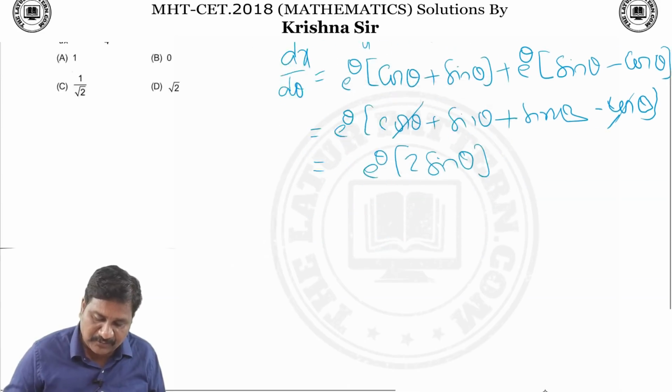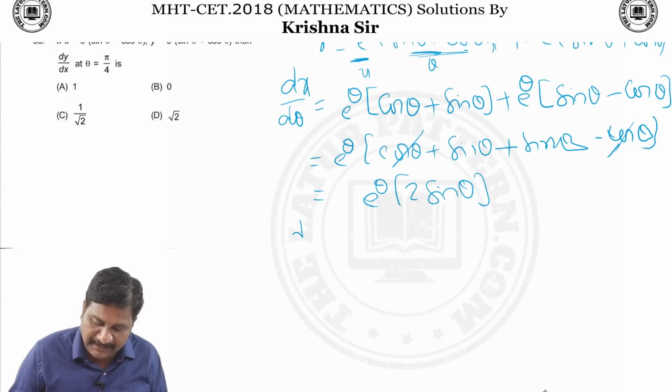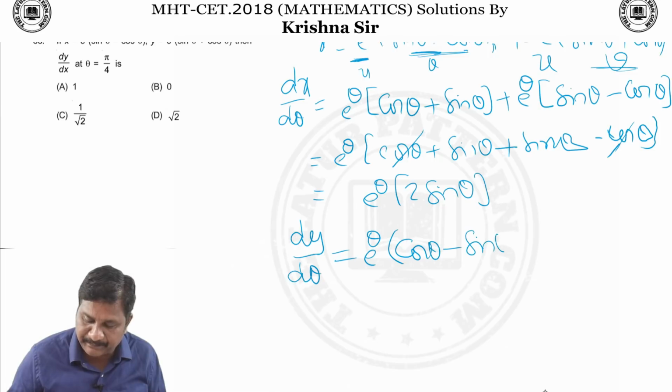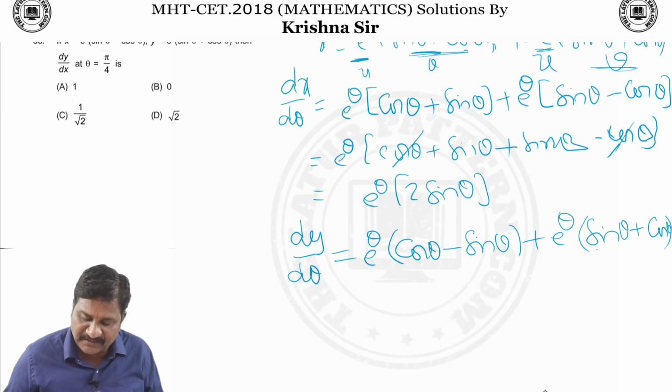Now we come to y. dy by d theta, we are differentiating by uv. E power theta is u and sin plus cos is equal to v. So first function same as it is, second function v derivative: sin derivative cos, cos derivative minus sine. Second function same as it is, and the derivative of e power theta is e power theta itself, and the function is sine plus cos. So this is uv form.